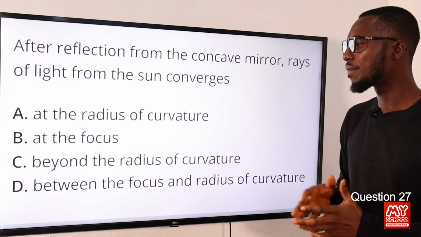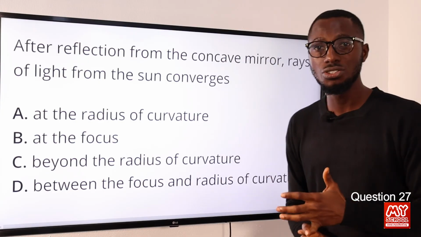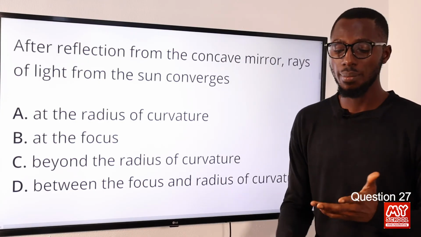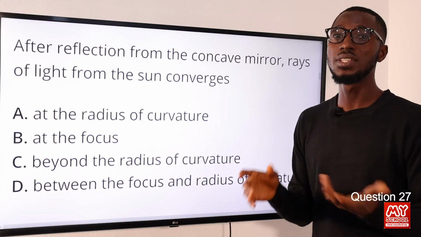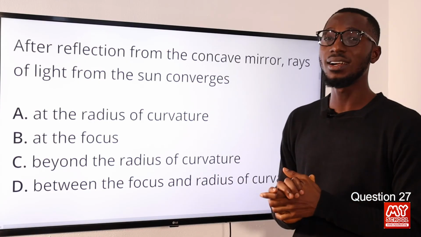Also, for extra information, the essential parts of a spherical mirror: we are talking about the aperture, the radius of curvature, the center of curvature, the principal axis, and the pole. So the correct option here is option B, at the focus.